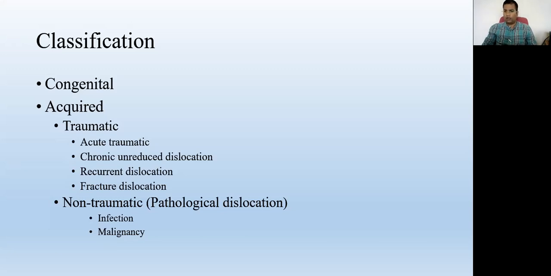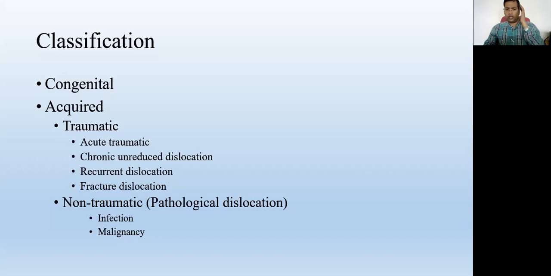The non-traumatic factors responsible for dislocation are especially infections and malignancy. Due to the effect of infection or malignancy, the factors which keep the joint stable, that means the ligaments and muscles, are destroyed. Then that joint becomes unstable, and with a very minimal trauma it usually becomes dislocated. So that comes under non-traumatic dislocations.